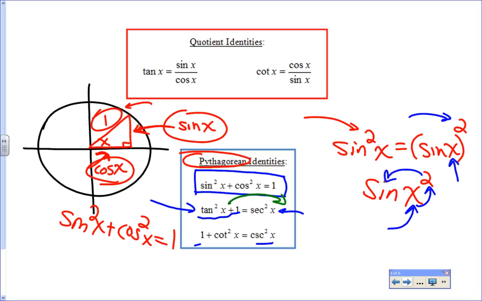Okay, that one truly is hugely important. I can't put enough colors around it. Okay, so far I have 2, right? I can't put enough colors around that one for you. Or the Pythagorean identities in general. Very, very important.